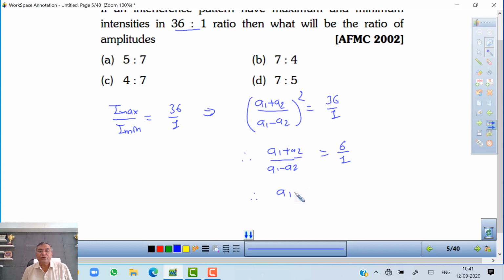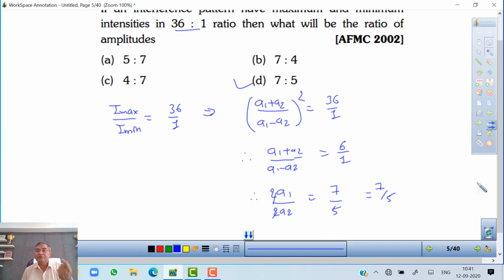Add A1 and A2 at the top, and subtract them below. So 2A2 is equal to the sum, which is 7, and the subtraction gives 5. So the answer is 7 by 5. So this is the ratio of the amplitudes, 7 to 5. What is the intensity of that?